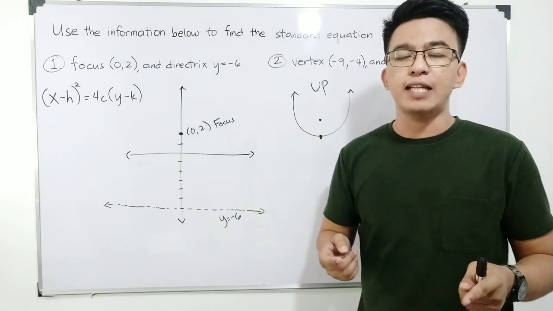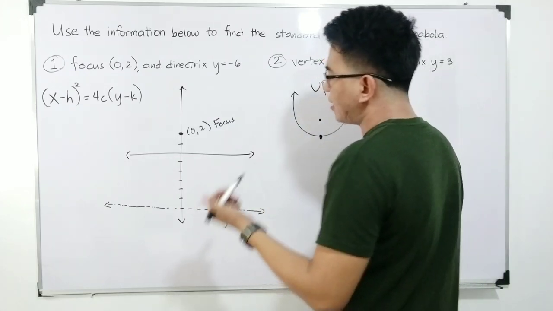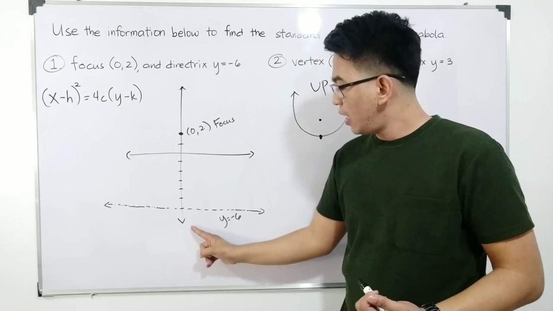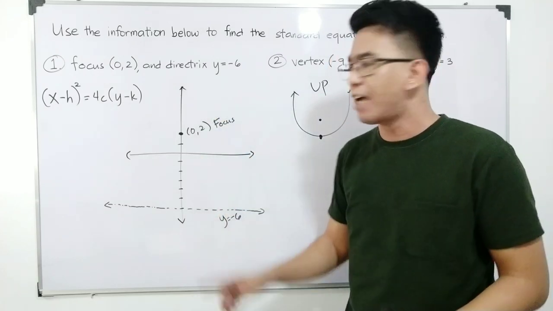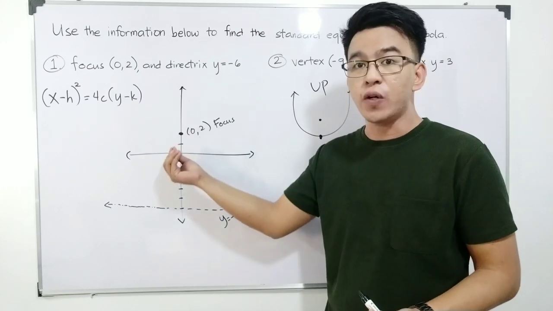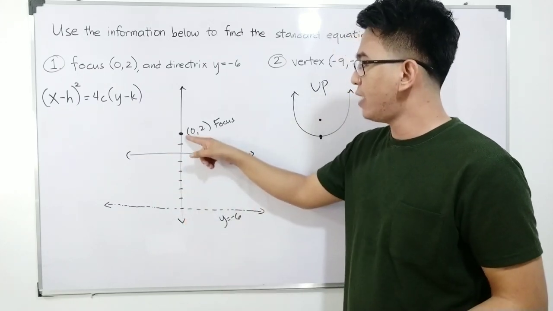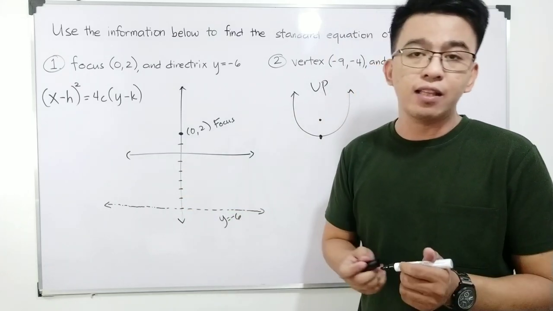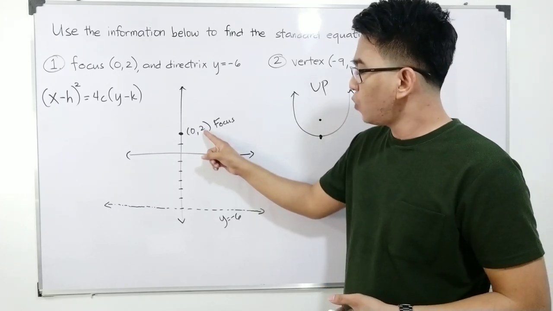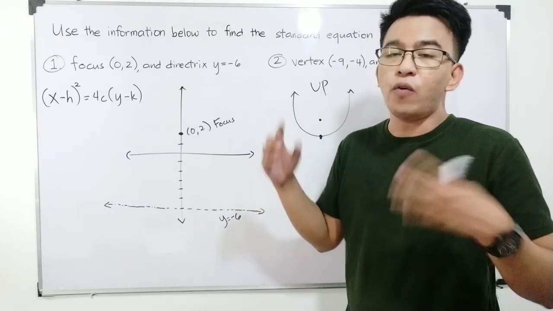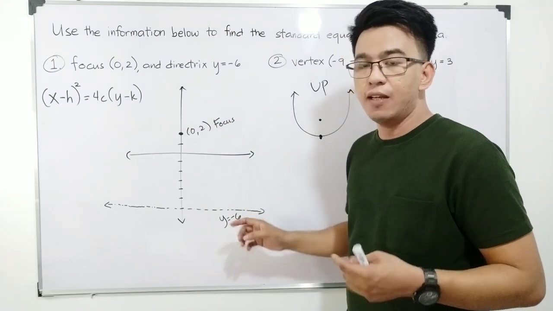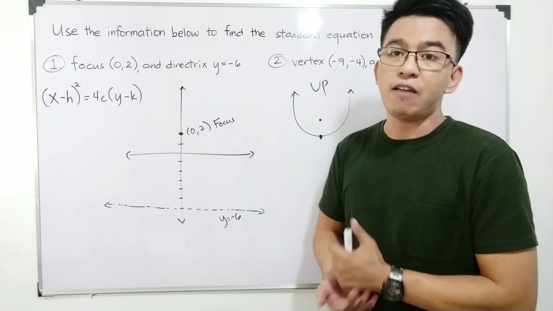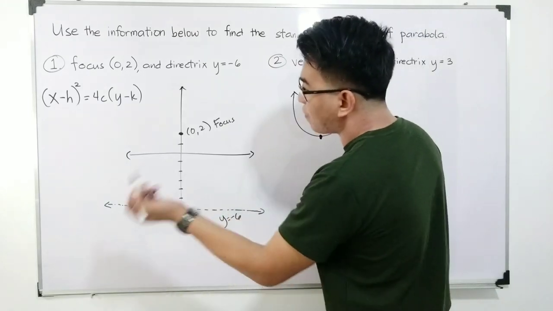First, let's find our vertex. Your vertex here is in the middle, or it is the point between your focus and directrix. Let's count how long the segment is, or how many units the distance is from the focus to the directrix. From this, 1, 2, 3, 4, 5, 6, 7, and 8. Others do this to be faster: they add 2 plus negative 6, taking the absolute values of 2 and 6. Okay, 2 plus 6 is 8. And that is what we counted. And divided by 2, because our vertex is in the middle of the directrix and the focus, our vertex is here.